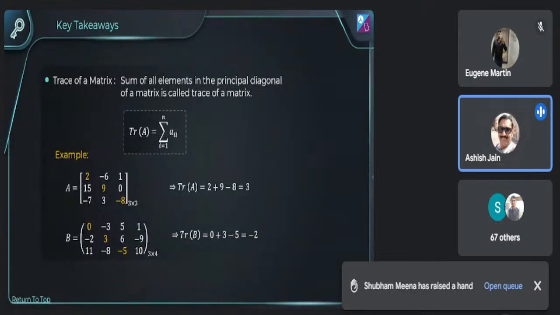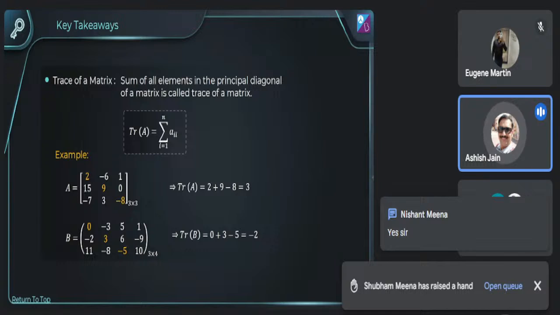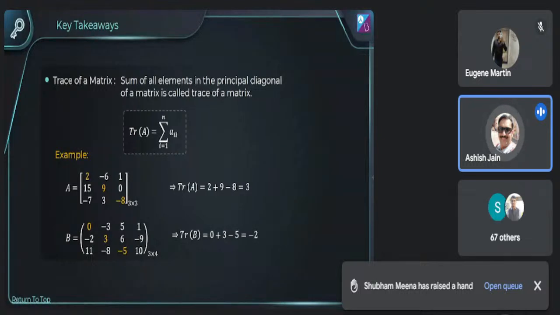One more term we use is the trace of a matrix. What do you mean by the trace of a matrix? The trace of a matrix is the sum of all its principal diagonal elements. So if I have a matrix capital A, what will its principal diagonal be? 2, 0, or -8. Add them together, you will get the answer as 3.